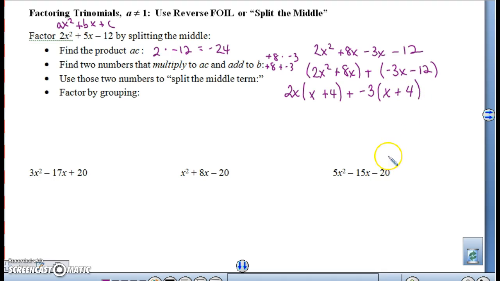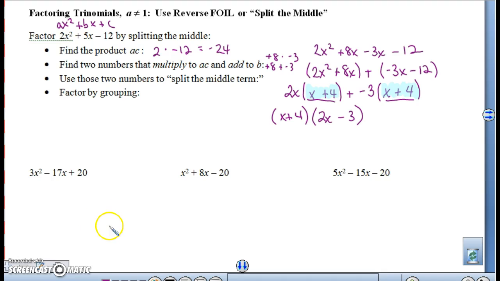Now, you may see something interesting here. What do you notice about this term and this term? What do they have in common? Well, they have x plus 4 in common right here. That whole term is a common factor. We can treat it as a GCF term like we put on the outside of a set of parentheses. So we're going to put x plus 4 on the outside. What's left when we take x plus 4 out? If I take this out, I'm left with 2x. If I take this out, I'm left with minus 3. And look at that. I've got it factored. X plus 4 times 2x minus 3.